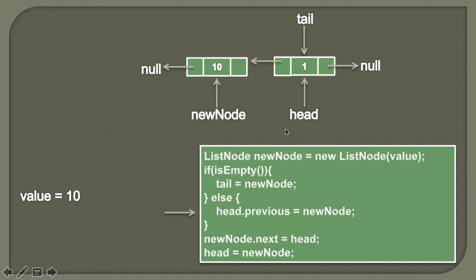So in the first step, we assigned head previous to the new node. And in order to make it a two-way linked list, or a doubly linked list, we need to assign new node's next to the head. So here we assign the value of head to new node's next, because in a doubly linked list the nodes refer to each other.